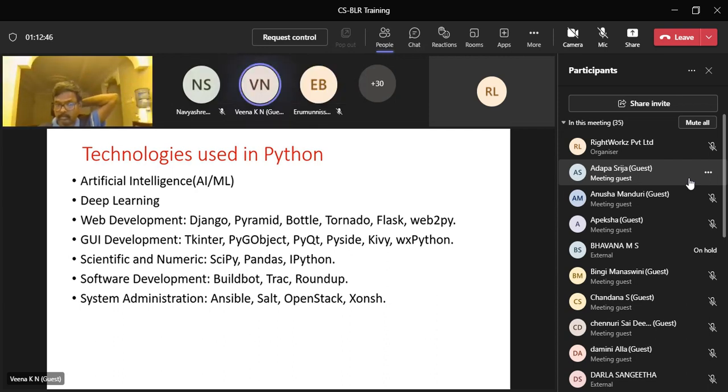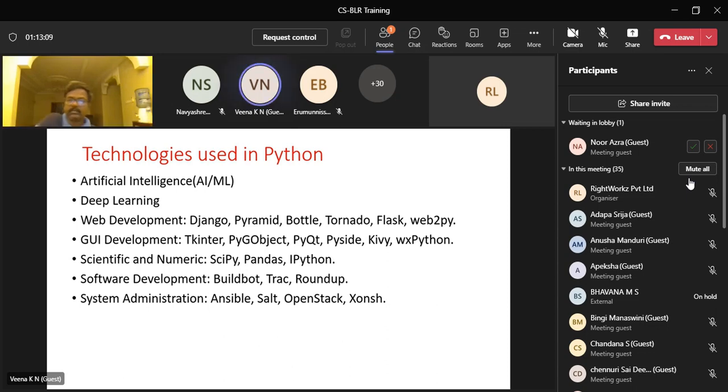In web development we have used Django, Pyramid, Tornado, Flask, Web2py. In GUI development: Tkinter, PyGObject, PyQt, PySide, Kivy, wxPython. Scientific and numeric: SciPy, Pandas, IPython. Software development: Buildbot, Trac, Roundup. System administration technologies used are Ansible, Salt, OpenStack, and Xonsh. These are the technologies which are used in Python programming.